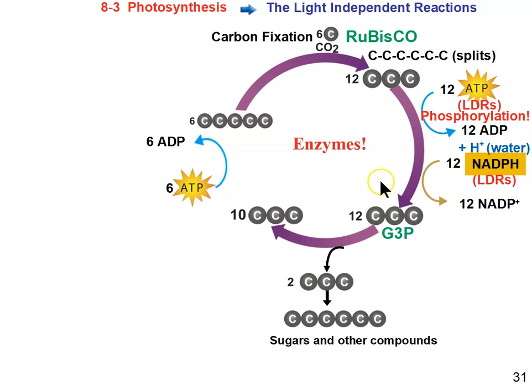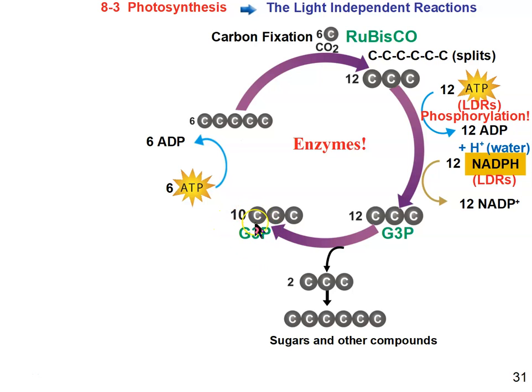And you'll know, because it's a cycle, it goes round and round and round. So we're going to come back to what comes out of the cycle in a minute. First, we're going to take a look at how the cycle continues. And the cycle continues as most of the G3P continues on in the cycle.